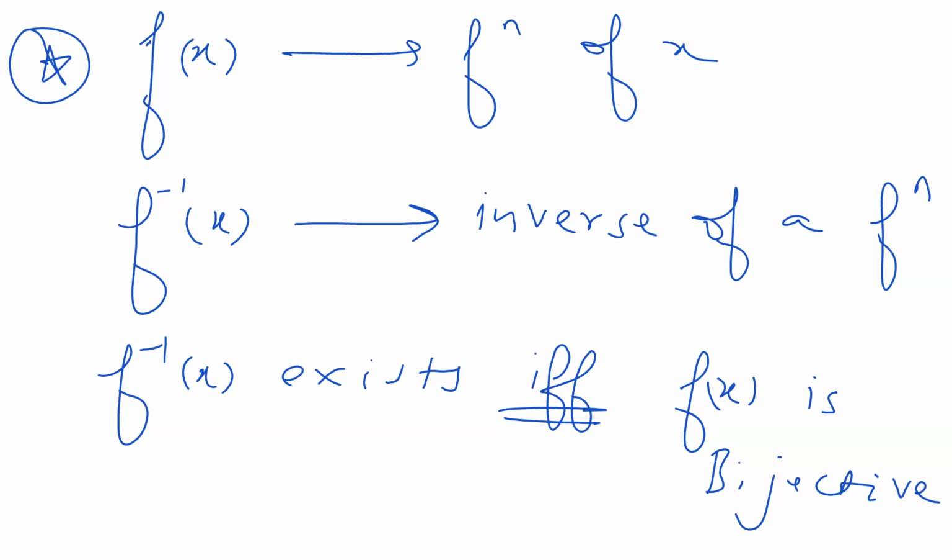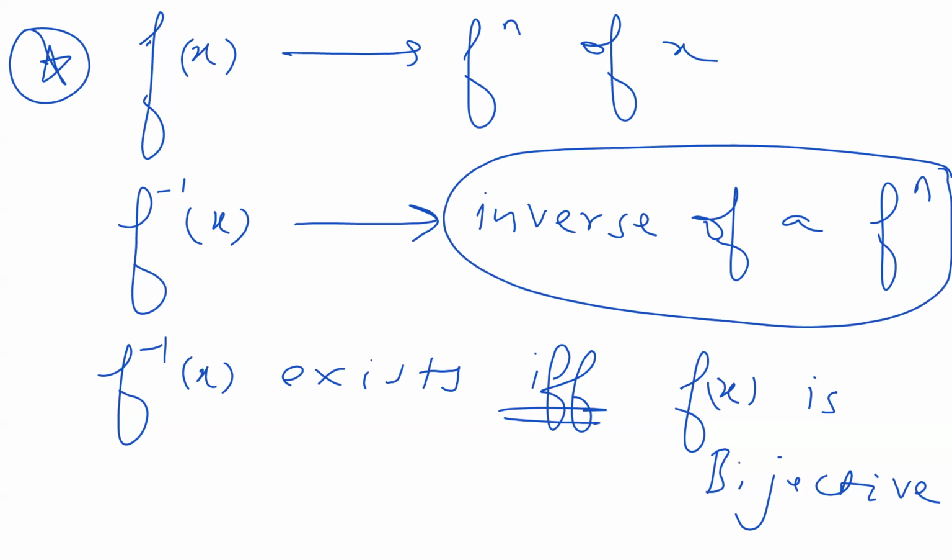So see, if the question is to prove whether the inverse of a function exists or not, what will you prove? We'll just prove whether the function is bijective or not. If a function is one to one and onto, if it is bijective, then only f inverse of x exists, or the inverse of a function exists.